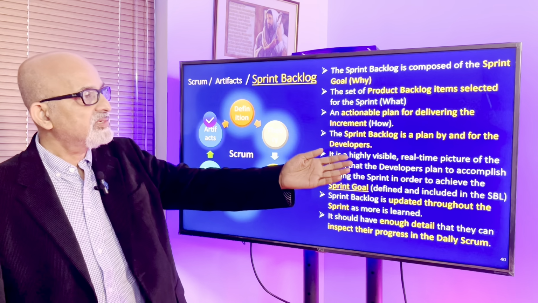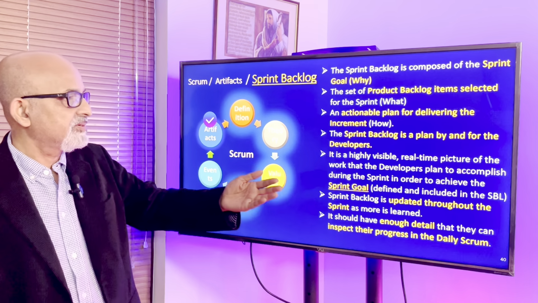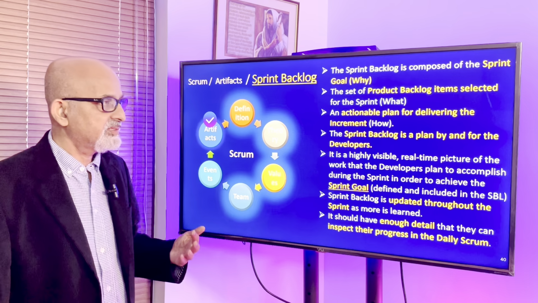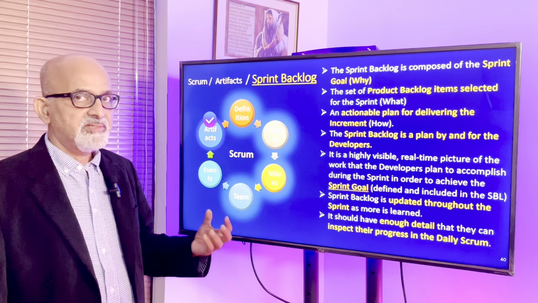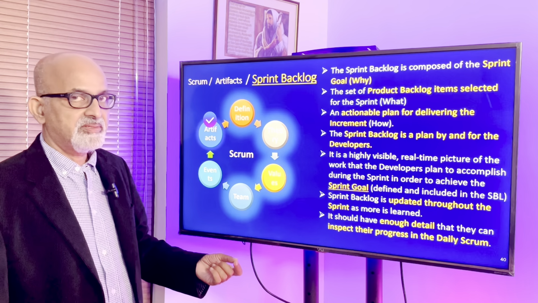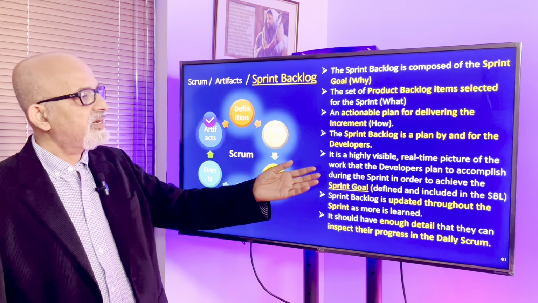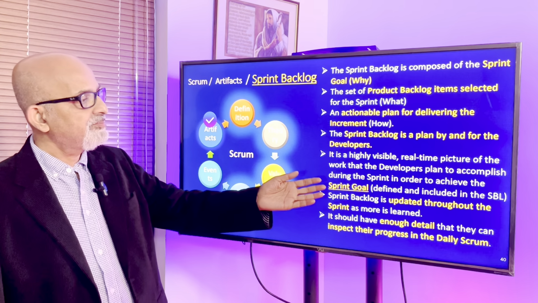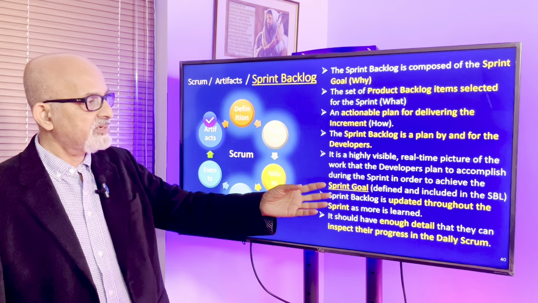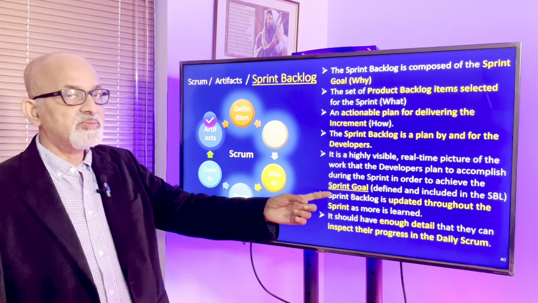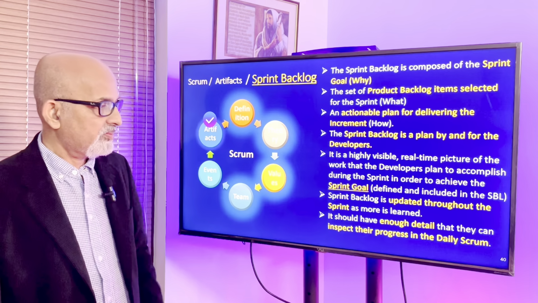And the sprint backlog is a plan by and for the developers. It is a plan for the developers, created by the developers, because we are talking about self-organizing teams here. It is a highly visible, real-time picture of the work that the developers plan to accomplish during the sprint in order to achieve the sprint goal, defined and included in the sprint backlog.